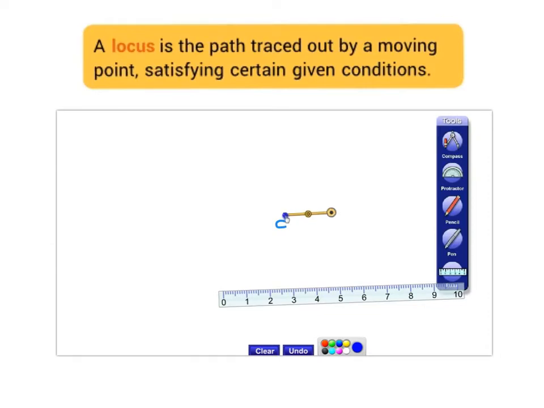So we're placing our compass 2 centimeters on C, and we see as we move A, it forms a circle. So basically, the locus of the point A is always a circle. And let's just mark in the point A there. Okay?